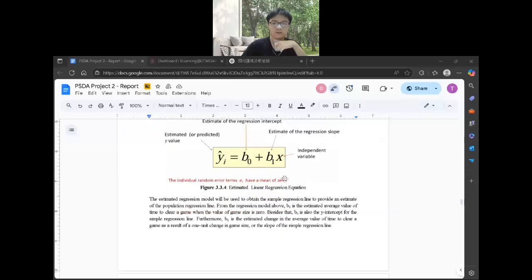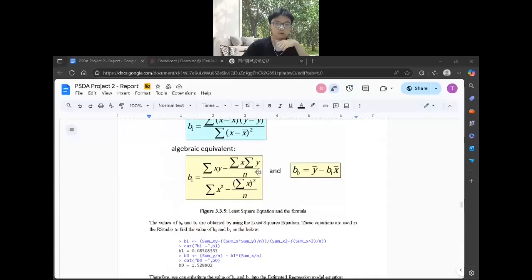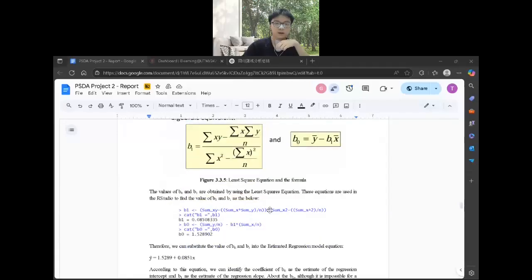It is also the estimated average value of the time to clear a game when the value of the game size is 0. Besides that, we also have B1, which is the estimate of the regression slope, also called the estimated change in the average value of time to clear a game as a result of a 1 unit change in the game size. So how do we get this B0 and B1? We will use the least squares equation, which we apply in RStudio to find the values of B0 and B1.